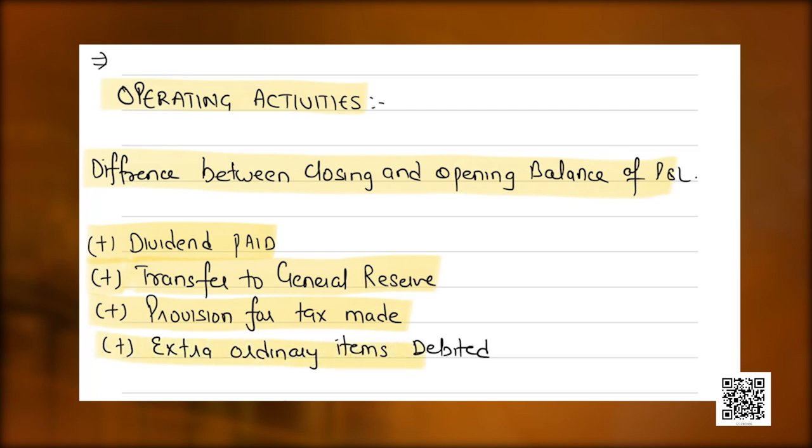There are certain extraordinary items debited in profit and loss. For example, voluntary retirement compensation paid to any employee, or any claim paid. These are the extraordinary items. These are not our operational thing. We have to add them back because we are calculating cash flow from operating activities.